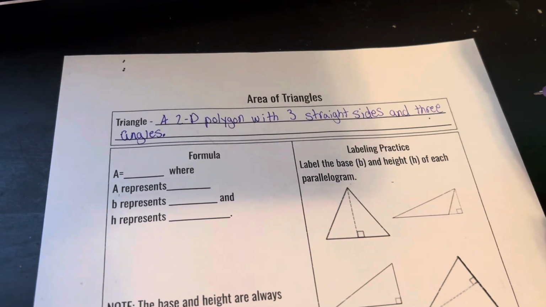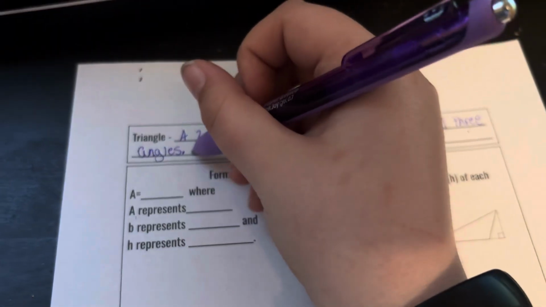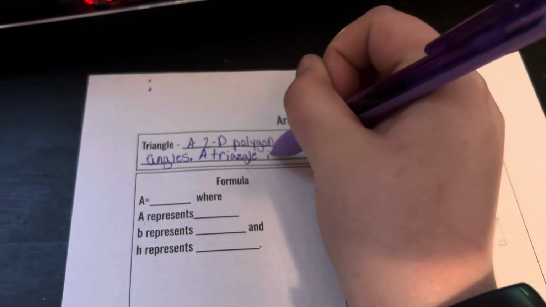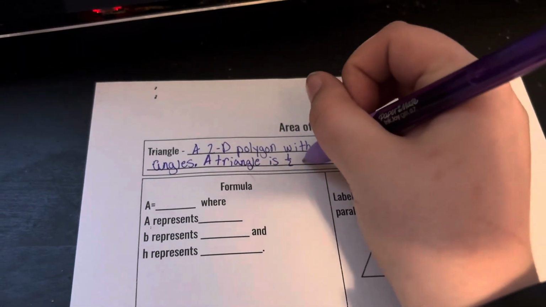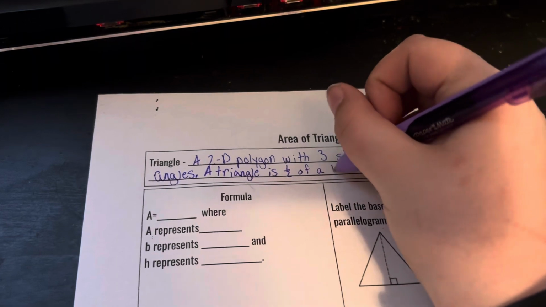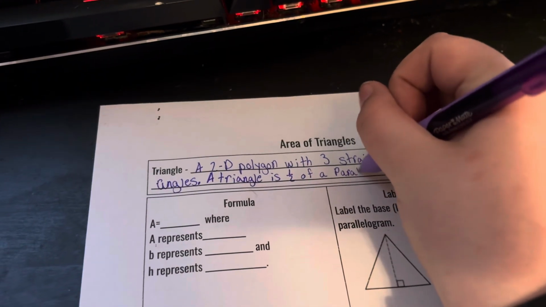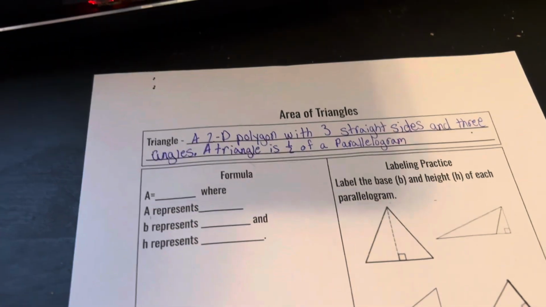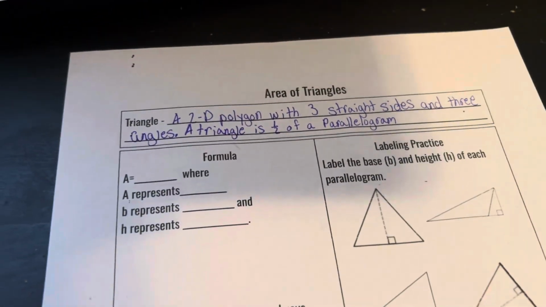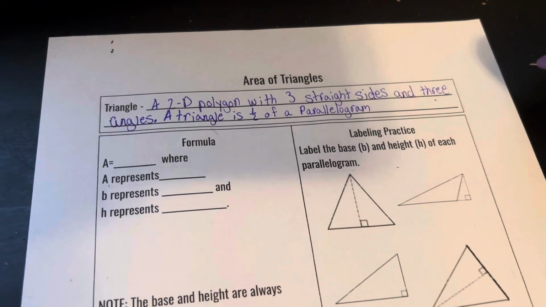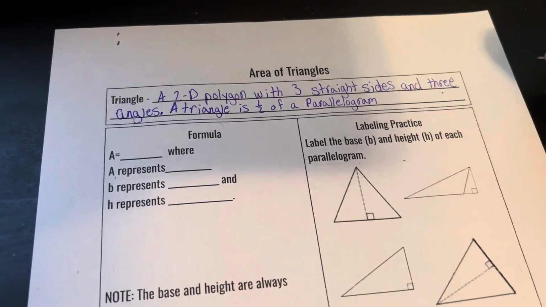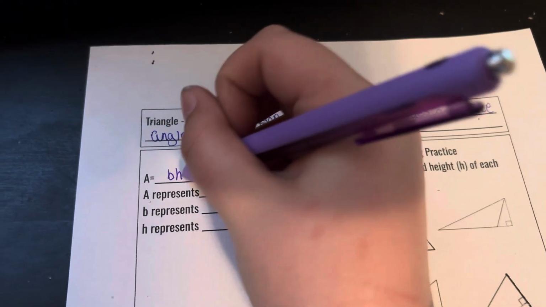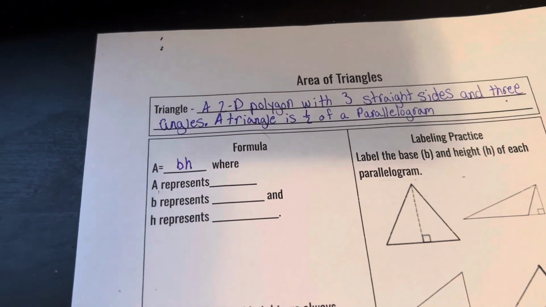Now, what's funny about triangles is that a triangle is half of a parallelogram. And that's exactly how we're going to make our formula today as well. We're going to note that a triangle is exactly half of a parallelogram. Okay? So when we make our formula, it's basically going to be the exact same as a parallelogram that we did yesterday, which is base times height.